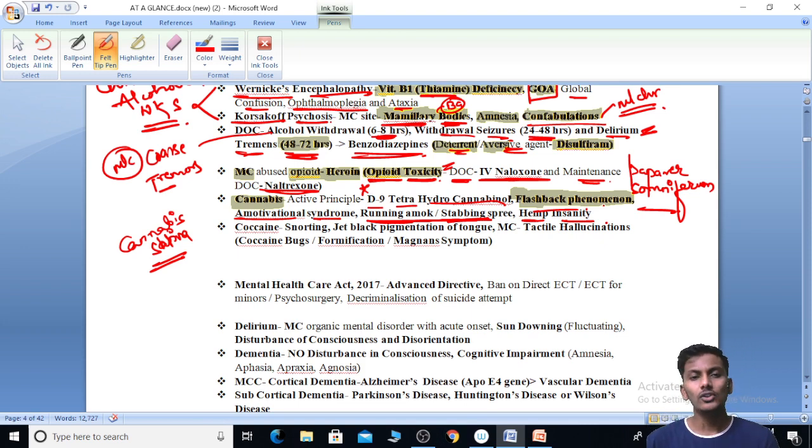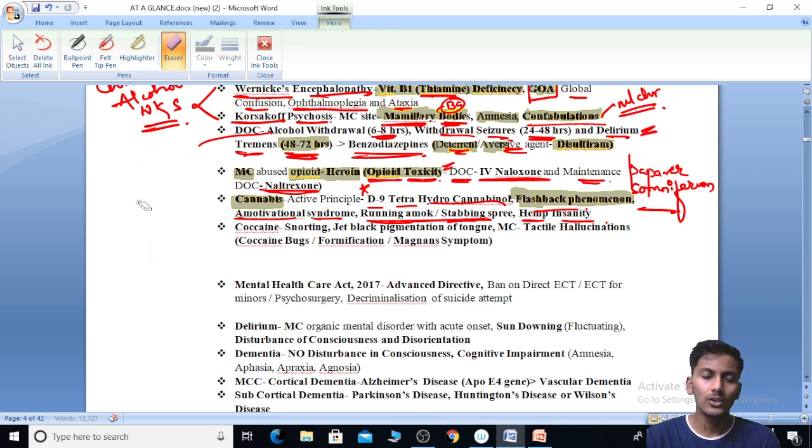Okay, as we all know, cannabis is available in different forms, right? Cannabis is available in different forms. That you need to remember, guys. The dried leaves of cannabis are used for preparing what? They are used for preparing bhang. Okay, important one. It is used for preparing bhang.